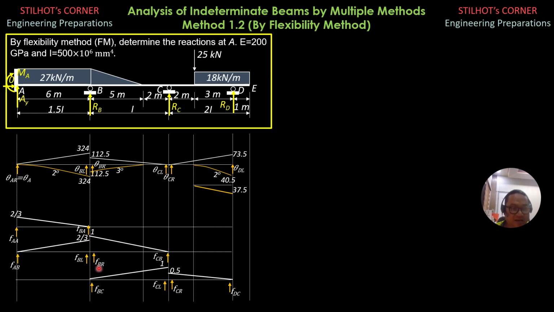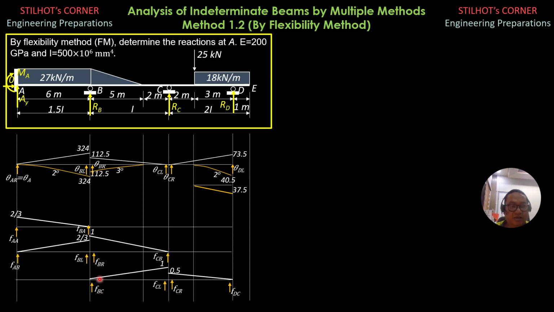And I'll call this FB left, FB right. Then this is the force coefficient at C due to the unit rotation at B. So that's the explanation. Then finally, for this part here at C, apply unit couple counterclockwise at left of C, clockwise at right of C, then making this moment center. So I hope that you understood that it is now 1.